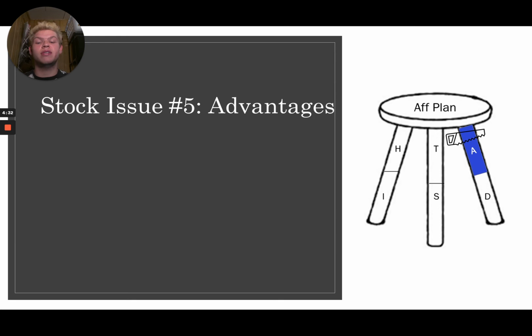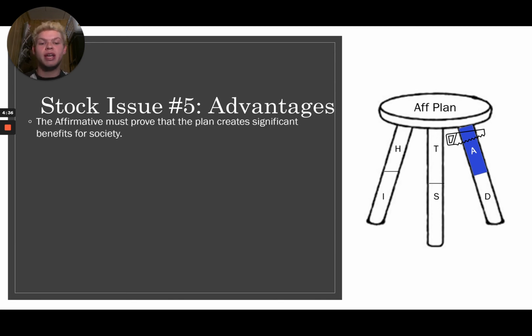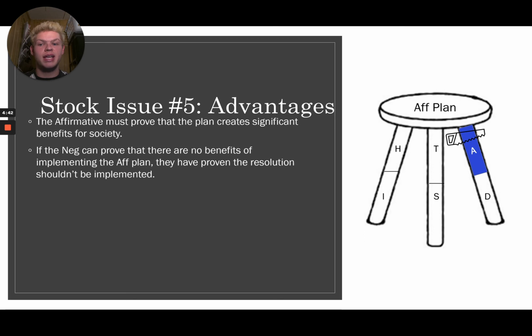And then the fifth stock issue is advantages. And remember, advantages are a combination of harms, inherency, and solvency. So the affirmative has to prove that the plan creates significant benefits for society. And if the negative can prove that there are no benefits of affirming or implementing the affirmative plan, then that means that they haven't really proven as the affirmative that the resolution should be implemented.